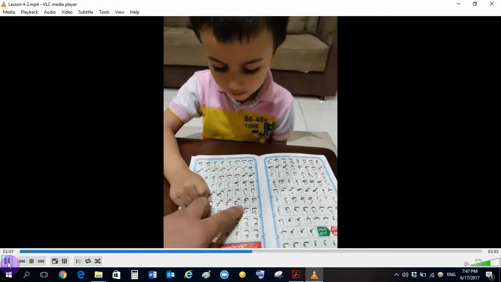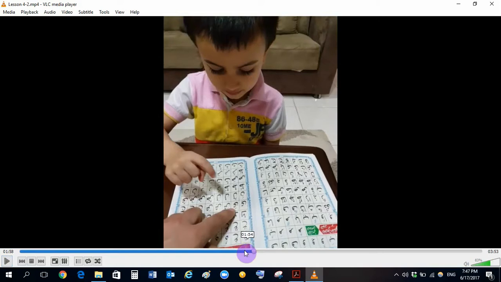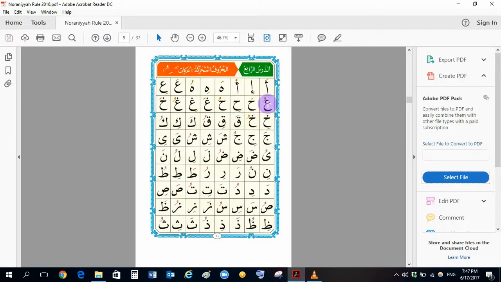So that's enough. Now Fadi will be doing this until the end of the lesson, until he reaches Mim Fatha here. So by this I introduce him to the letter, and this symbol above it is called Fatha, and I trained him how to say the letter with the Fatha.